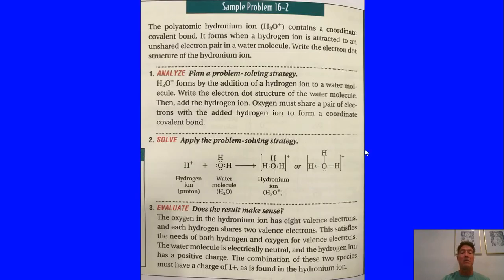Let's take a look at the sample problem. We're going to write the electron dot structure of the hydronium ion, which is formed by hydrogen combining with water. And as we see, when this happens, the hydrogen has nothing to offer. It doesn't come with any electrons, but it still wants to pair up over here with the oxygen. And so the oxygen is going to donate both electrons to make that covalent bond. And so it would look like this. So oxygen with an arrow to this hydrogen, regular covalent bond, lone pair on the oxygen. Oxygen has 8, the hydrogens have 2, everybody's happy.